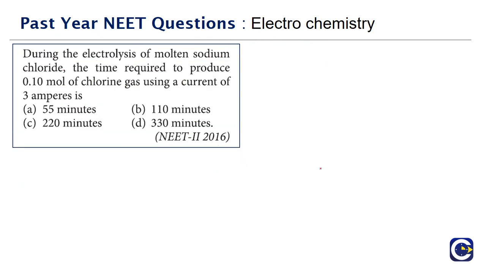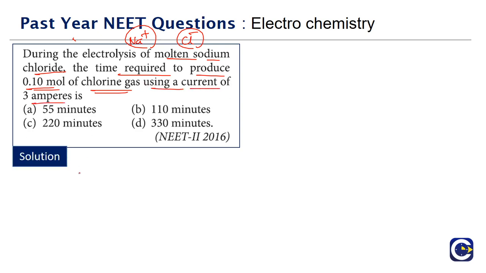Let's move on to the next question. This is another question that has come in NEET paper 2 of 2016. During the electrolysis of molten sodium chloride, which means there will be only Na+ ions and Cl- ions, what is the time required to produce 0.1 mole of chlorine gas using a current of 3 amperes? So this question will be solved by using the charge balance method.